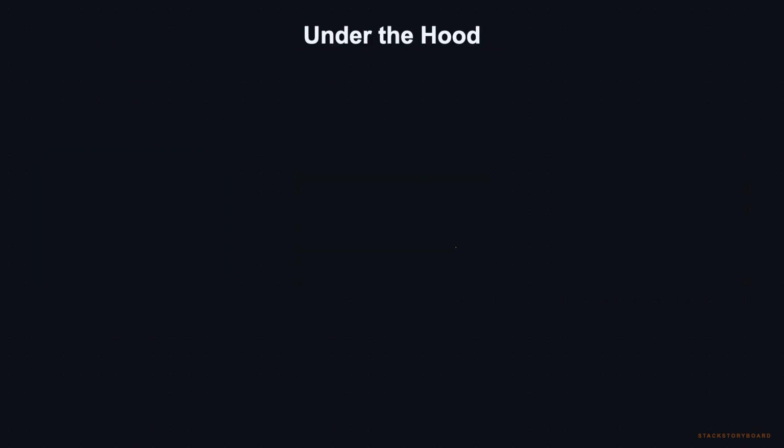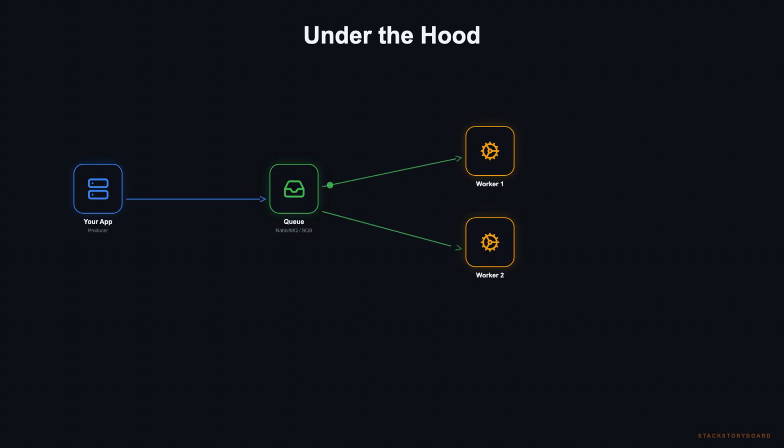Here's what happens under the hood. Your app sends a message, a new order, to the queue. The queue is a separate service, like RabbitMQ or Amazon SQS. That message sits there until a worker grabs it. Workers are little programs that constantly ask the queue, "Got anything for me?" They process it, update the database, send an email, then tell the queue, "I'm done." The queue deletes that message.